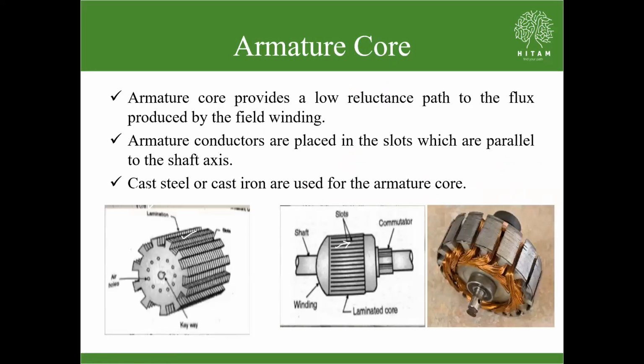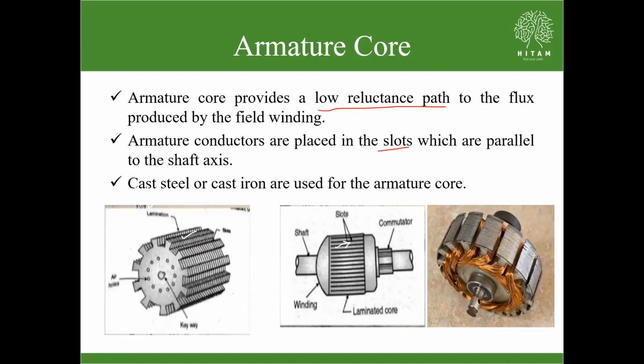Now see the armature. In this armature, it is very important that we maintain a low reluctance path, where we can allow the maximum amount of the flux produced by the field winding. How much the field winding magnetizes the pole, that amount of flux is going to develop and pass through these armature conductors, which are placed in the slots of it.